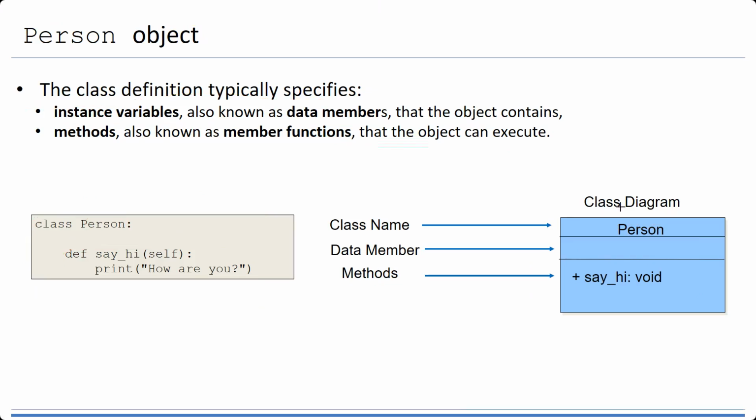That's why whenever you create object-oriented programming, you will split it into three sections. First is the class name, and then the data members, and then the methods.